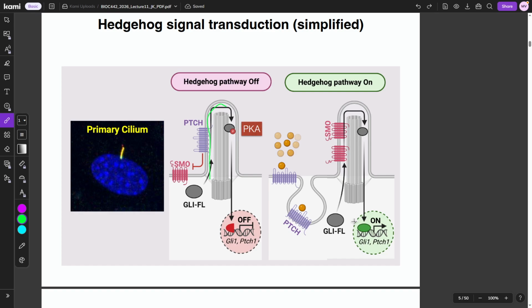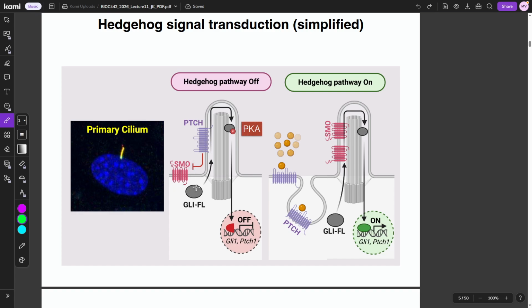So when hedgehog is present, it leads to a lot of division, and when hedgehog is not present, it leads to a lot of defects where you have fewer limbs. So hedgehog present, more limbs. Hedgehog not present, fewer limbs.